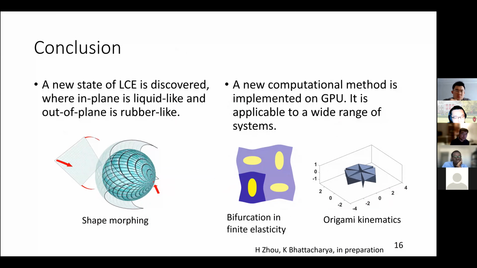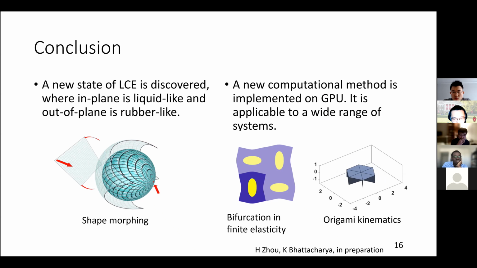With that, I would like to draw a conclusion. We found a new state of the liquid crystal elastomer where, in plane, it is liquid-like. So basically, shear strain would introduce no shear stress. But out of plane, it is rubber-like, because as the thickness is reduced, you would have elasticity, with stress being exerted.